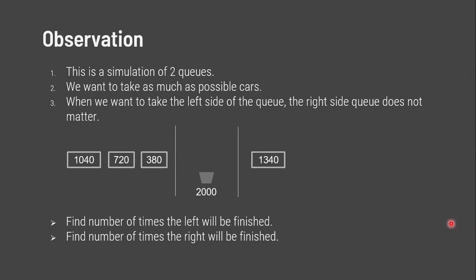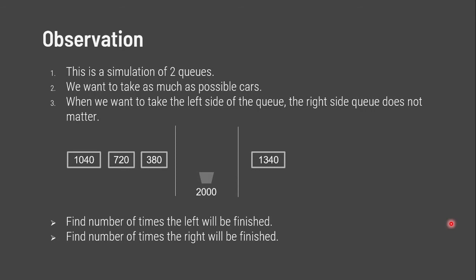So how can we solve this problem? First of all, let's make some observations. First, this is a simulation of 2 queues. Second observation, we want to take as many cars as possible because we want to find the minimum number of times the ferry should go back and forth. Third, when we want to take the left side of the queue, the right side of the queue does not matter, because when the ferry is at the left, the right side of the queue cannot be taken. And similarly, if it's on the right, the left side cannot be taken.